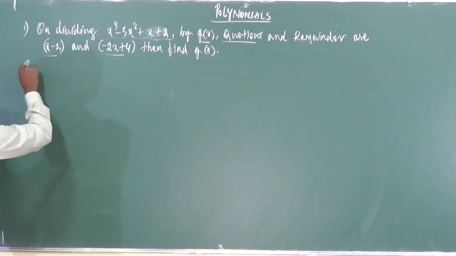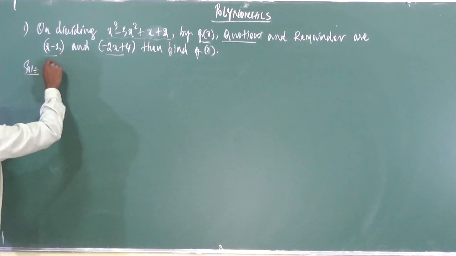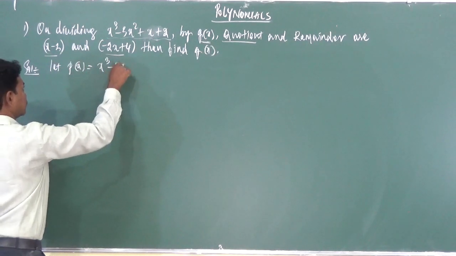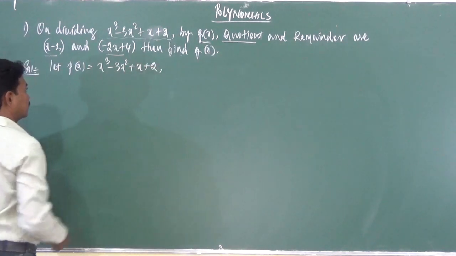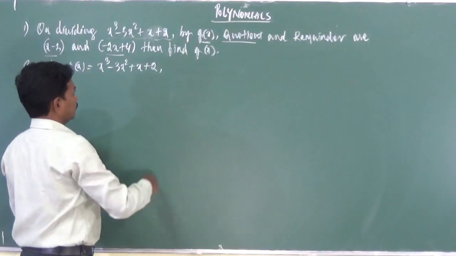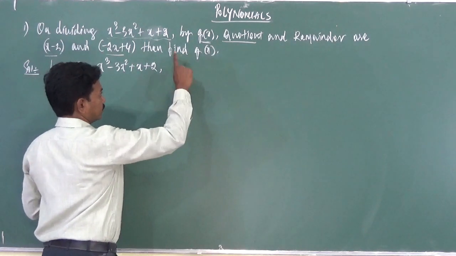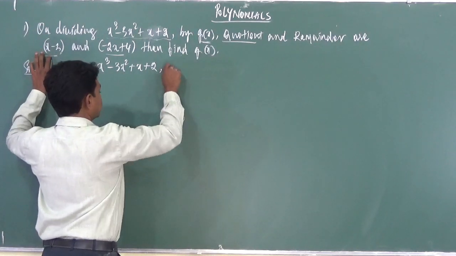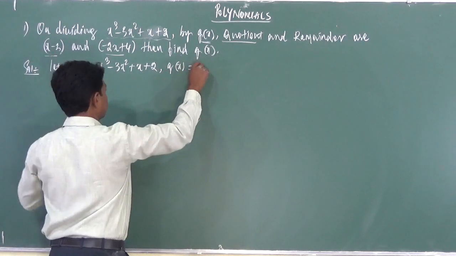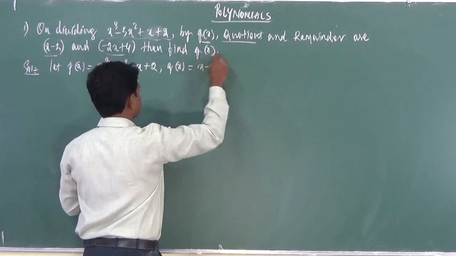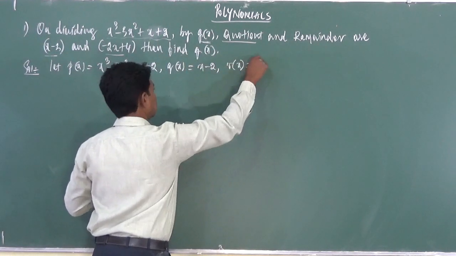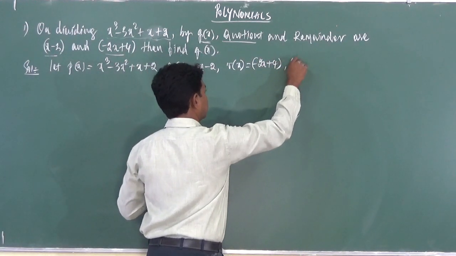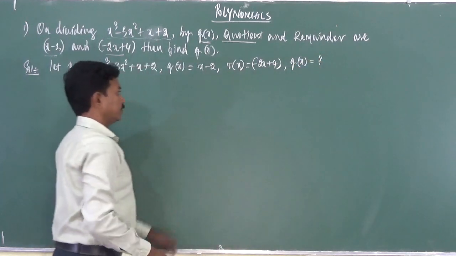Okay, let us get into this, very important. Let p of x is equal to x cube minus 3x square plus x plus 2 be the given polynomial. We have to divide that by g of x, so we get the quotient x minus 2. Let us take this quotient as q of x is equal to x minus 2 and the remainder as r of x is equal to minus 2x plus 4, and we have to find g of x.